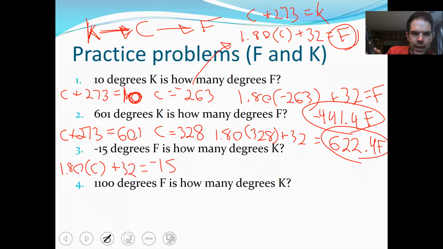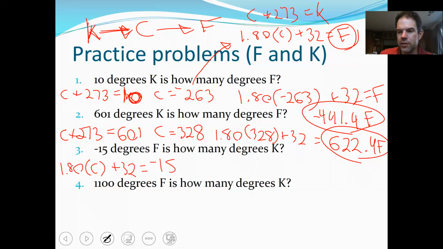Well, I would start by going negative 15 minus 32. So negative 15 minus 32. There we go. So I end up with negative 47. I don't know if you can see that or not. Negative 47. Okay. And negative 47 is going to be equal to 1.8 C.